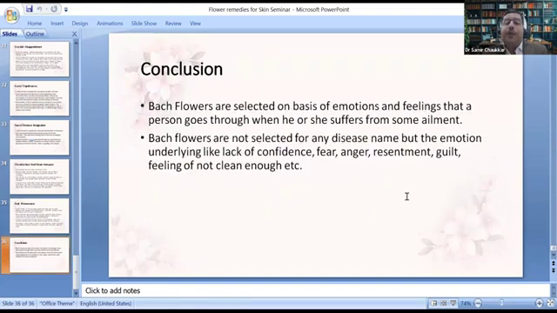Okay. So Bach flowers are selected on the basis of emotions and feelings that a person goes through when he suffers from some ailment. Bach flowers are not selected for any disease name, but for the emotion underlying the disease state, like lack of confidence, fear, anger, resentment, guilt, feeling that he is not clean enough, etc. So that is all about Bach flowers in skin. I hope you have understood this. You'll be able to apply it in your practice.